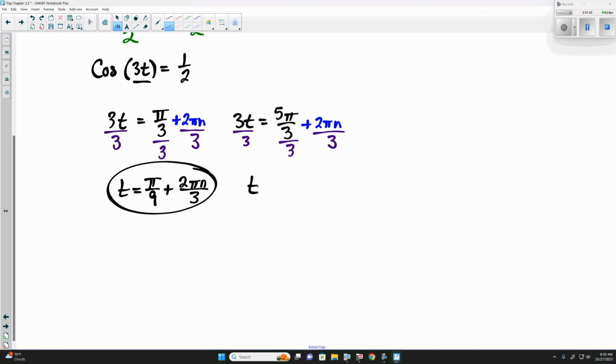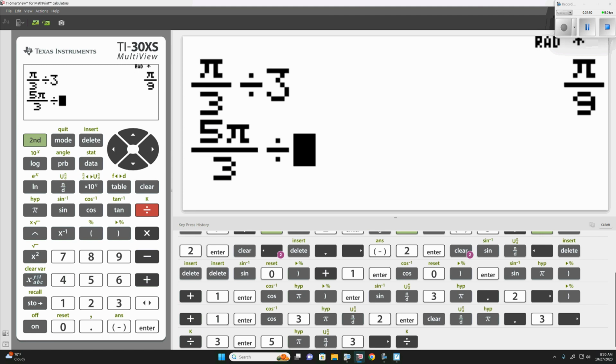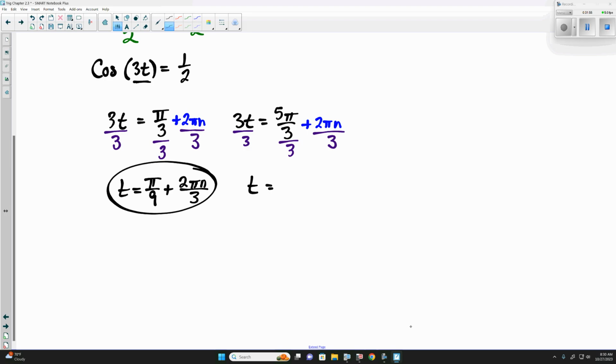3t divided by 3 is t. 5 pi over 3 divided by 3 is 5 pi over 9, plus 2 pi n over 3. So those are our technically two answers. Technically, it's a lot more because n can be any integer. But that's it. Questions on this here?